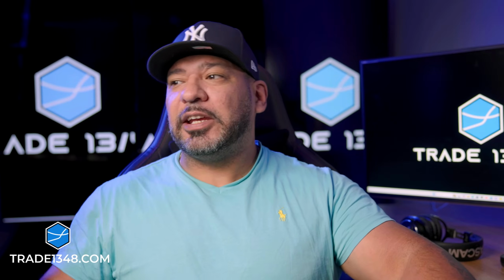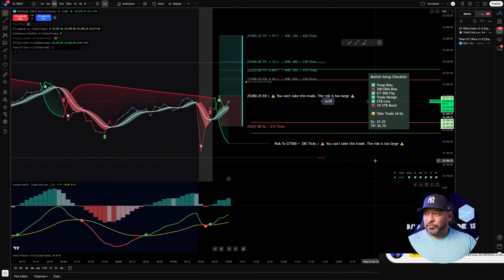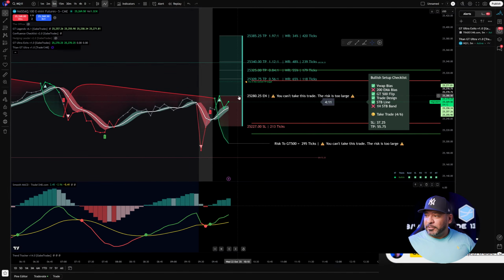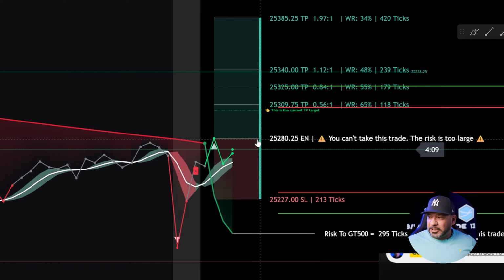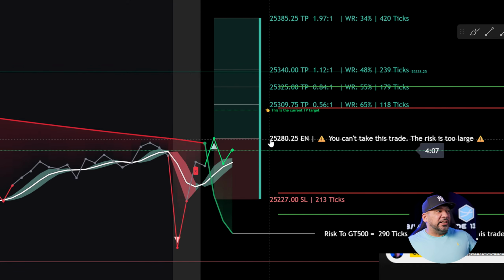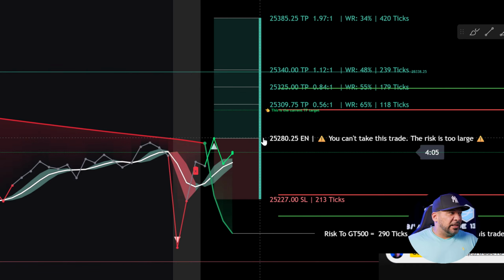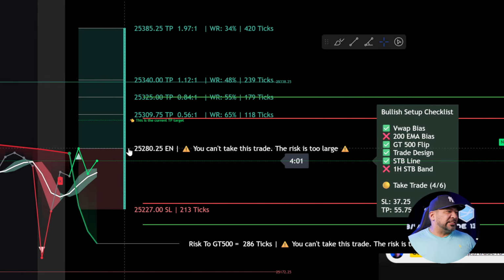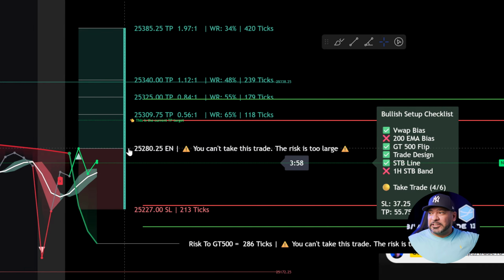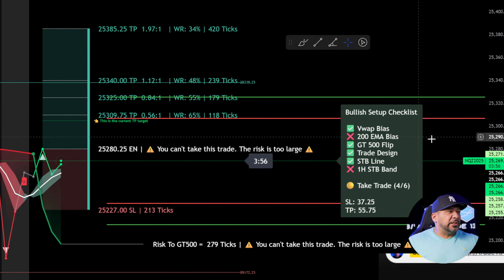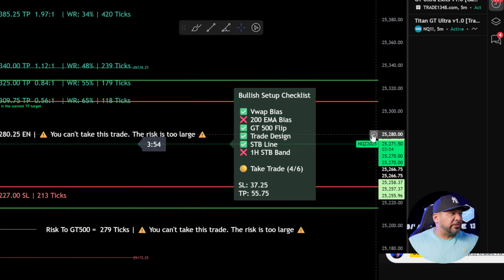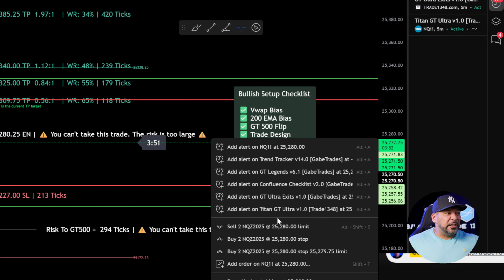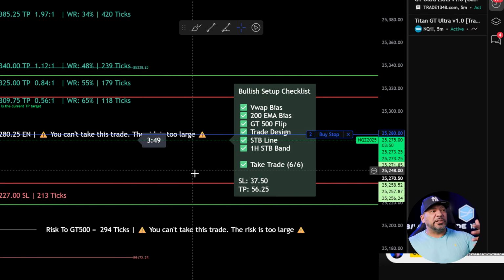Okay, we got a lot to unpack here, but we have a trade forming and setting up. Now, I'm looking for an entry right here. Let's go ahead and take a look at that. So this is going to be my entry at 25 to 80. That's what I'm looking for. So my risk is too large. That's just based at default on these settings here. Okay. So what I want to do is I simply want to put a buy order here, and I'm going to go ahead and buy two NQs.